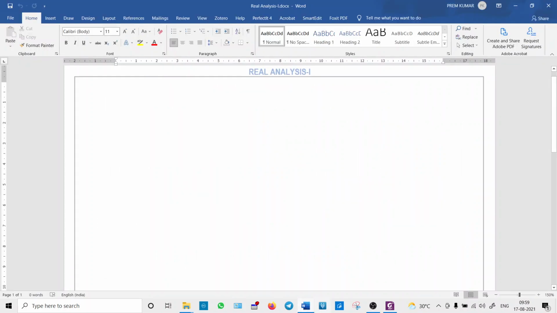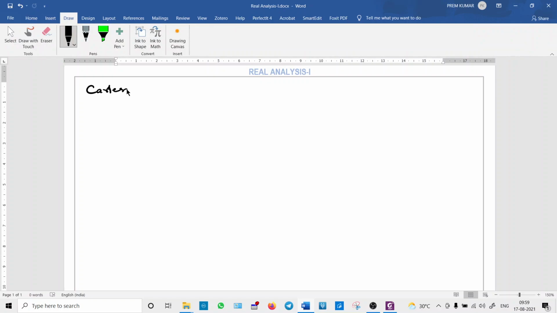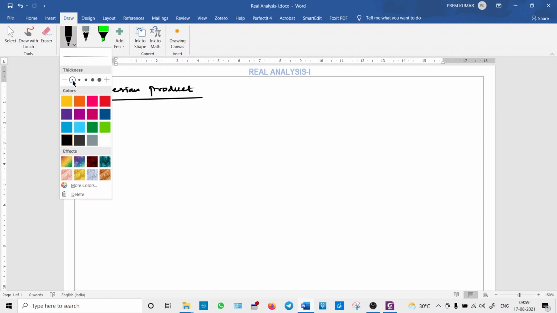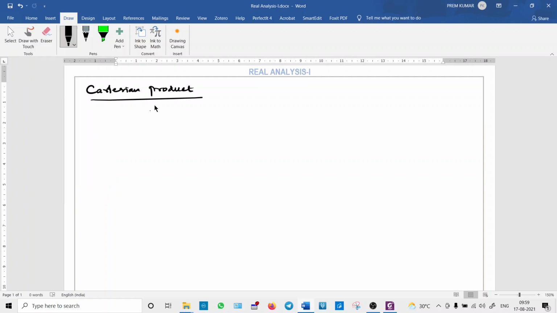Now you can see what a Cartesian product is. Just an example we are giving. You can see the definition from that reference book. What is the definition of a Cartesian product? Suppose we give a set A as 1, 2 and 3, and another set B as 5 and 9. So what is the Cartesian product of two sets?